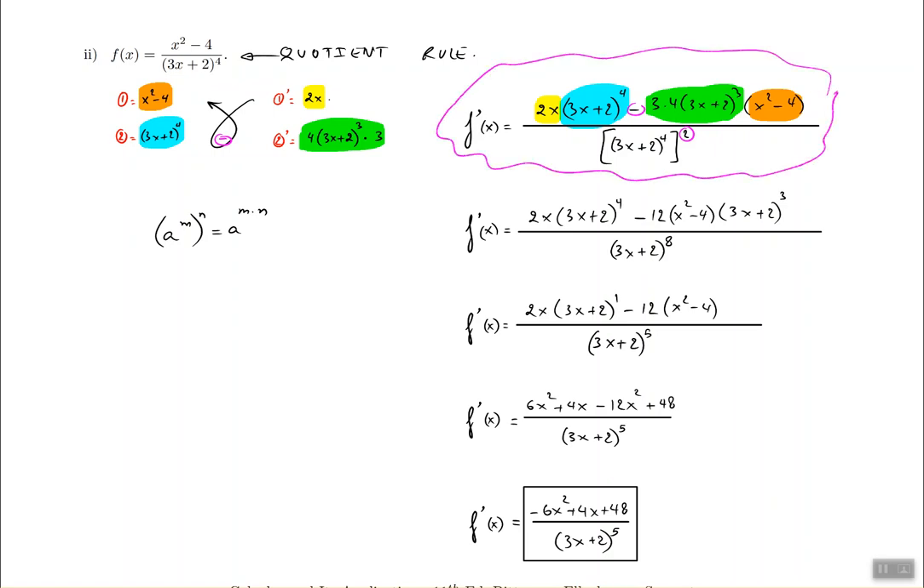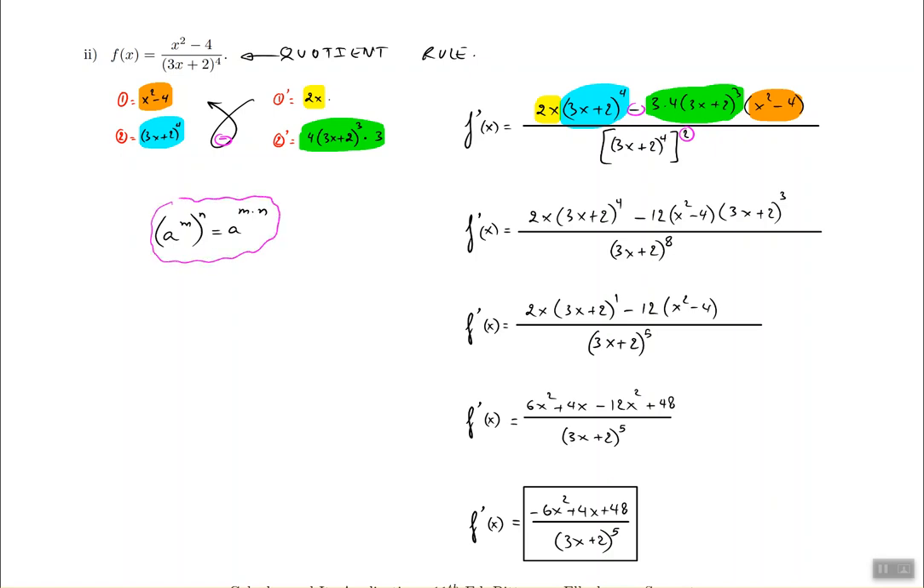Now notice how I circled the 2 down here. That's because the quotient rule says square whatever your old denominator was, and my old denominator was 3x plus 2 to the power 4. So now I have some sort of a double power situation. And the rule says when you have a double power situation, you just multiply the exponents. So 4 times 2 is going to be the 8 that you see on the line.